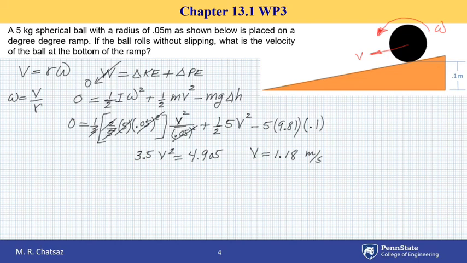So when it reaches the bottom of the ramp it has a velocity of 1.18 meters per second.